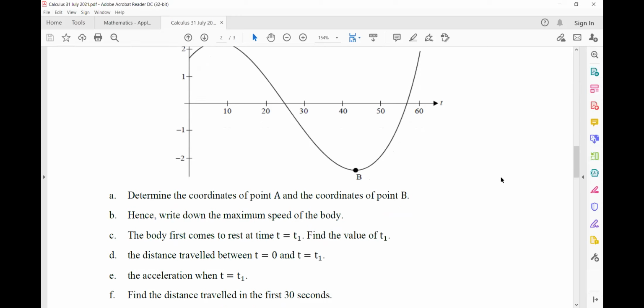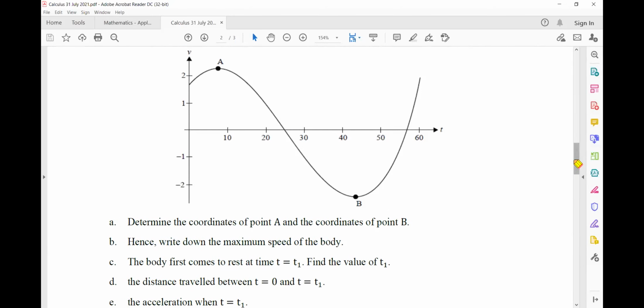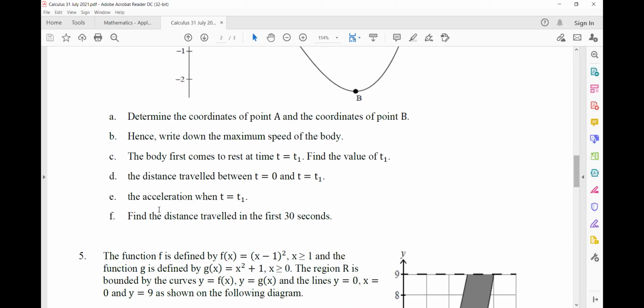The body first comes to rest at time t equals t1. This is the C part. He wants us to find the value of t1, and the distance traveled between 0 and t1, and then the acceleration when t equals t1. By the way, this is the velocity graph. The velocity function is given and we need to find the acceleration, and in the last part we need to find the distance traveled in the first 30 seconds.